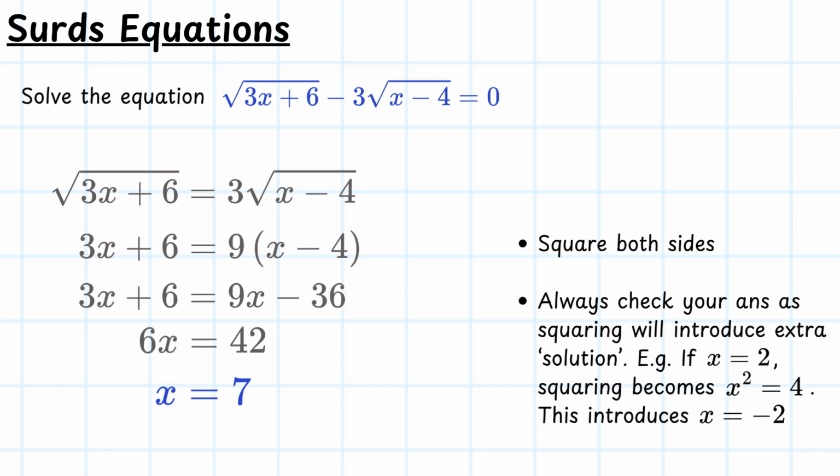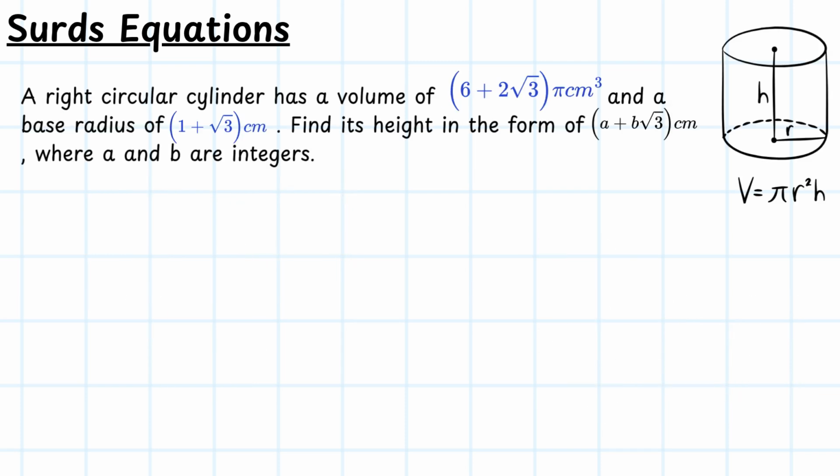At this point, we solve for the unknown value. However, be careful. Squaring can introduce extra solutions that may not be valid. To confirm the correct answer, we substitute the solution back into the original equation and check whether it holds true. Finally, surds can also appear in real life scenarios where equations involving radicals need to be solved to find meaningful values. Feel free to pause the video and try this problem on your own.